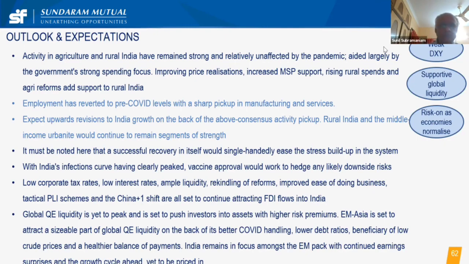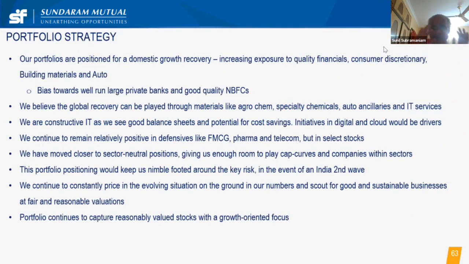Based on which our portfolio strategy clearly is increasing exposure to quality financials, consumer discretionary, building material, and auto. In the quality financials, we look at large private sector banks and good quality NBFCs. To play the global recovery, we think agrochemicals, specialty chemicals, auto ancillary, and IT services are good. We see IT as a very constructive, safer play, with good balance sheets and potential for cost savings. And on defensives, we remain positive on FMCG and pharma, but in very selective stocks.